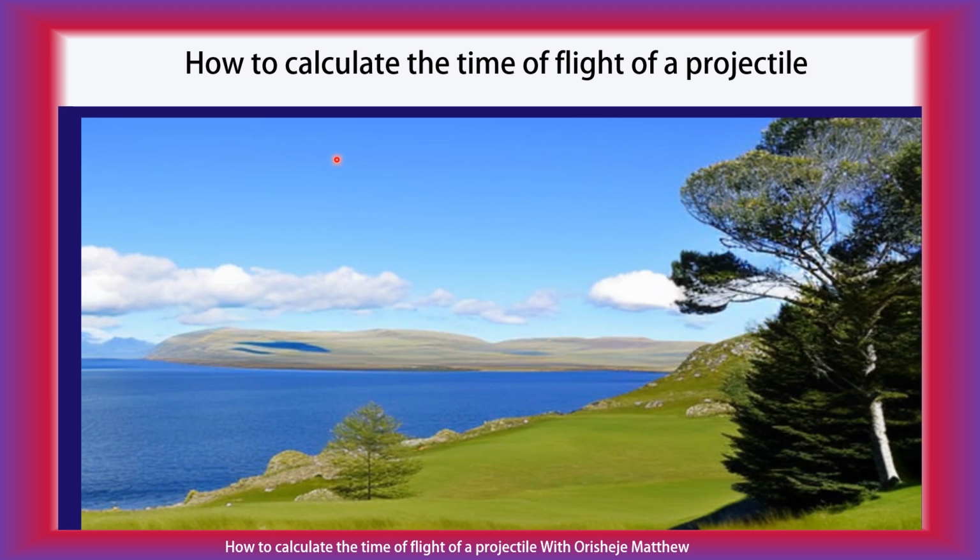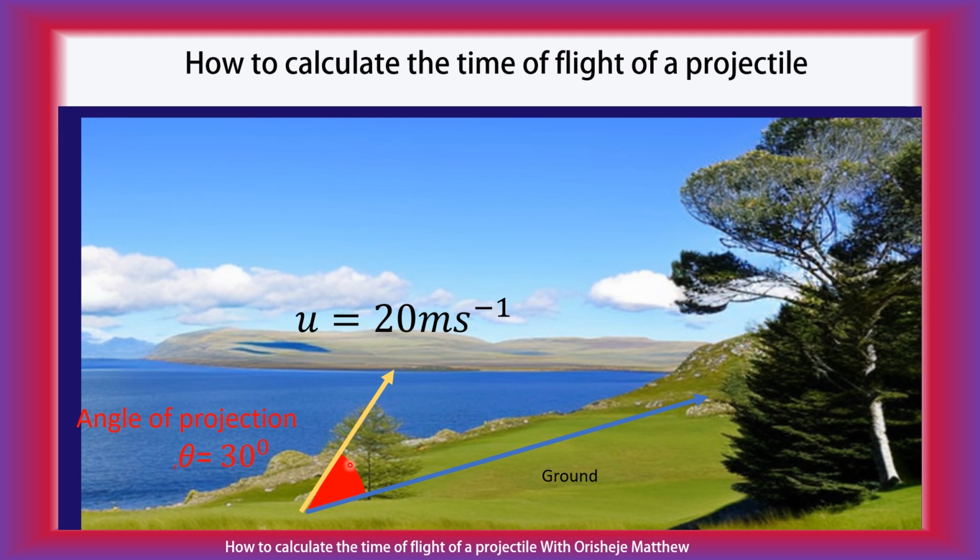If we have an object that is fired from a point at an angle of 30 degrees to the ground, this angle is called the angle of projection, 30 degrees. So we're going to fire an object with an initial velocity of 20 meters per second. So let's fire it.